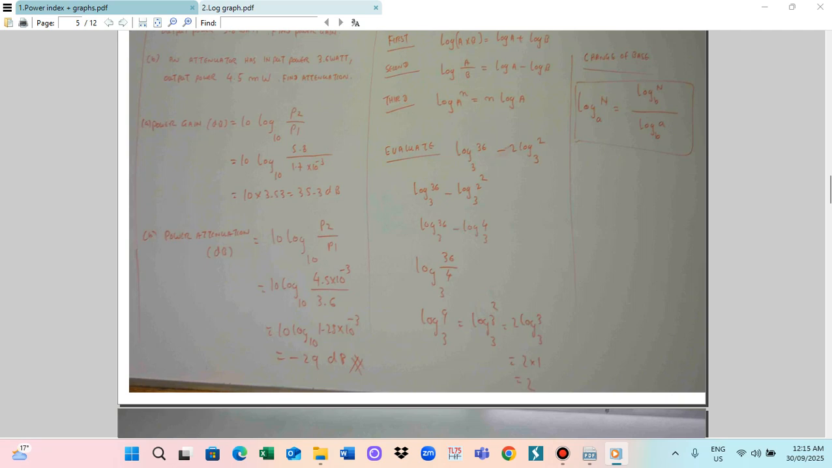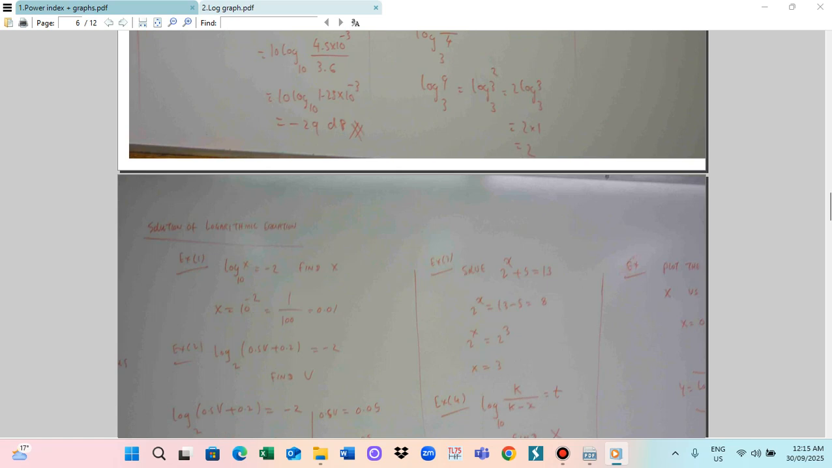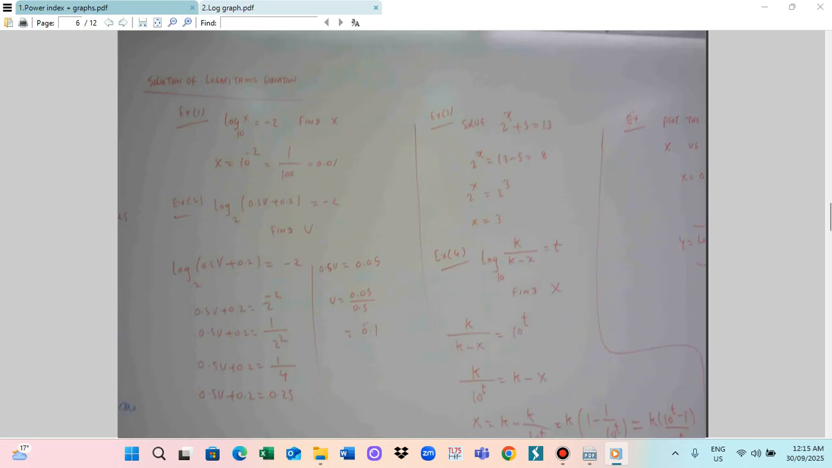Then this one is the change of the base equation. So change of the base means that, for example, you see the log n base A. So you can write this one as log n base B divided by log A base B. So this is for the change of the base. You can change the base by this formula.